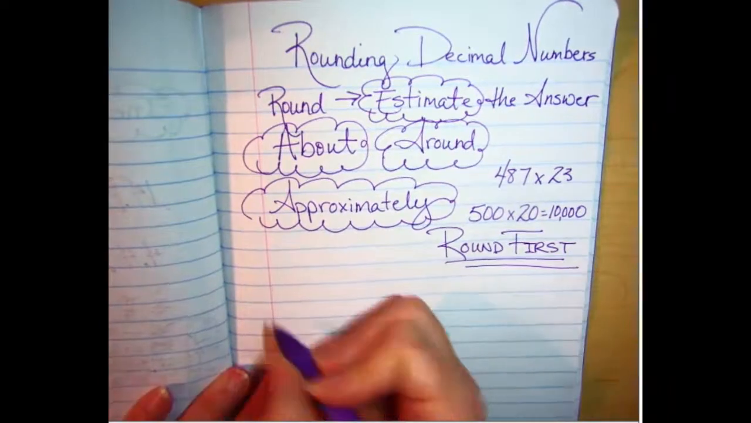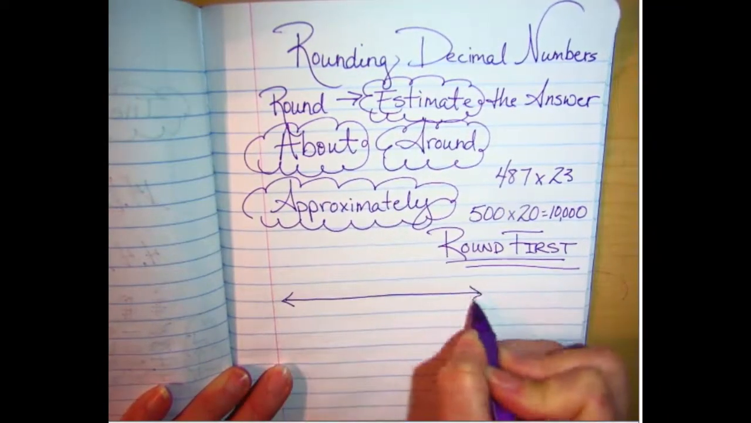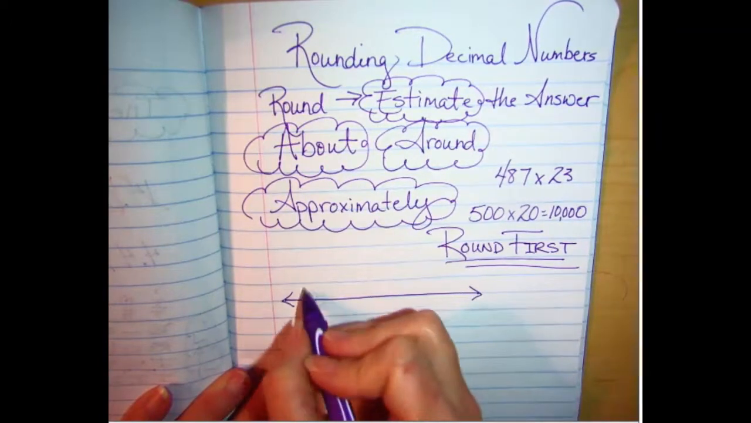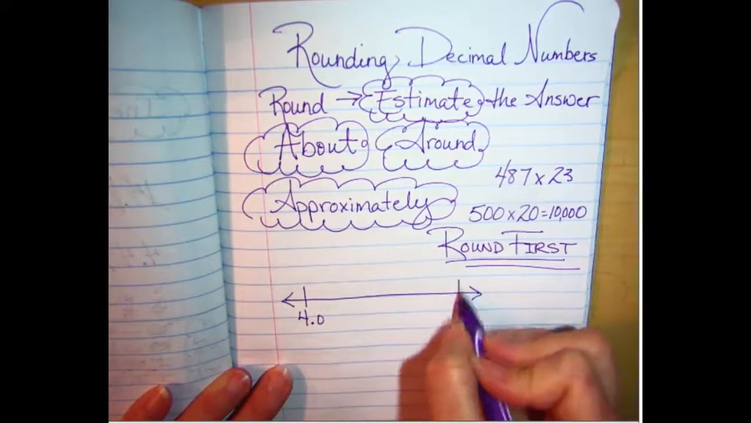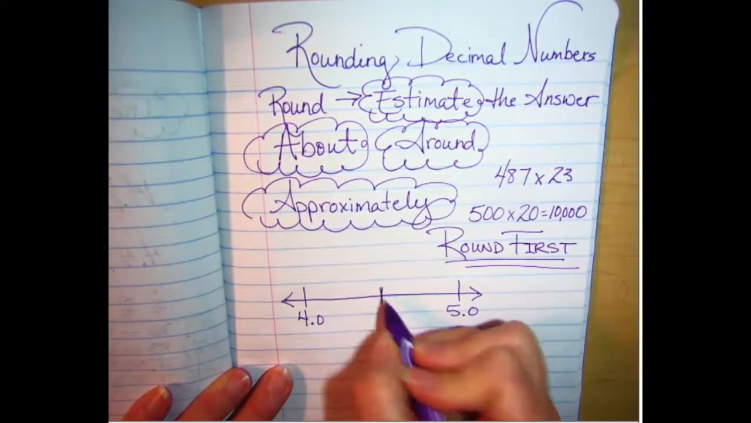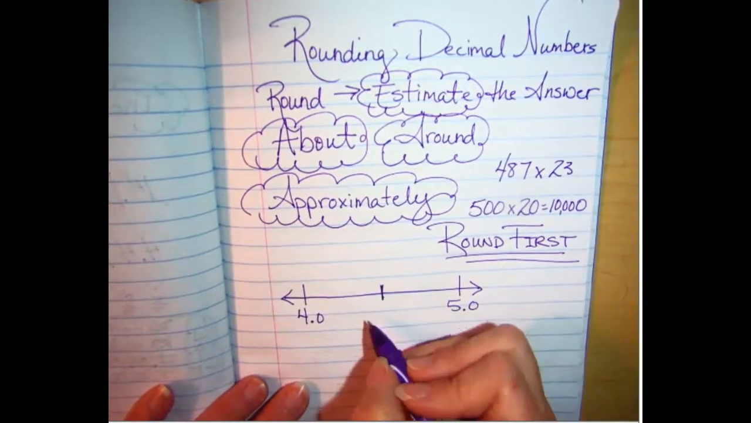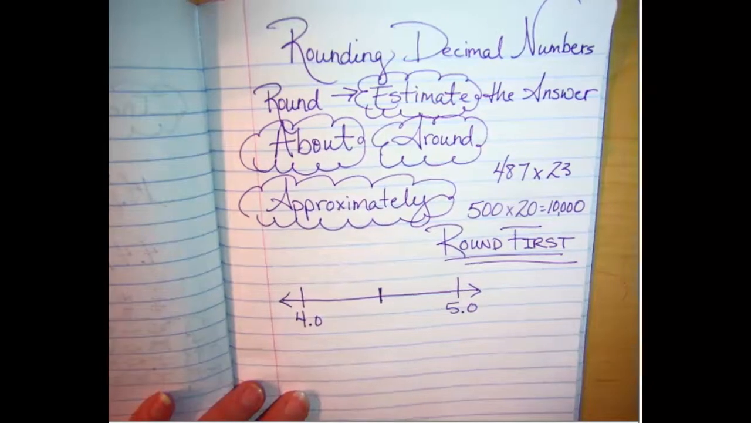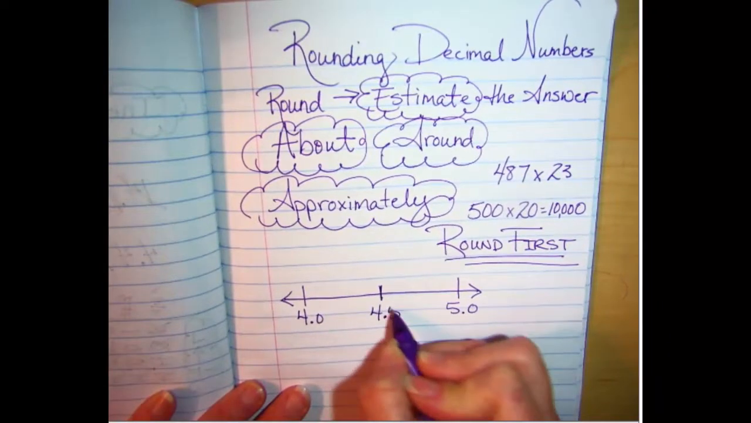So when we round, I like to go back to number lines for a second because it's a good way to visualize. If I've got 4 and I've got 5 on a number line, what's got to come right in the middle? 4.5. Do we call it 4.5 in 5th grade? What's its real name? 4 and 5/10. Good.